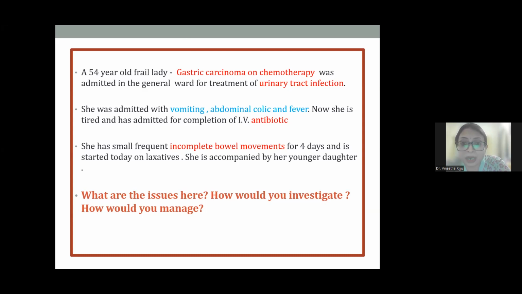Now, her symptom of constipation could have also been because of the environment that she is in, the general ward, being accompanied by her younger daughter who is unable to support her completely and take her to the washroom. We have to now start thinking about it in different ways.